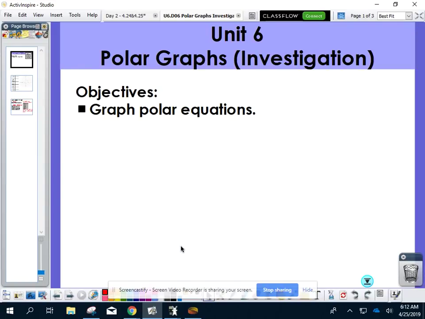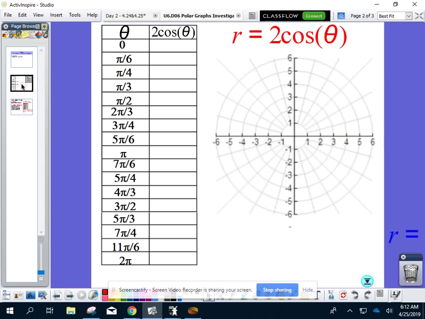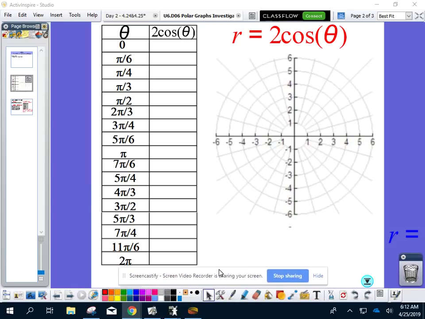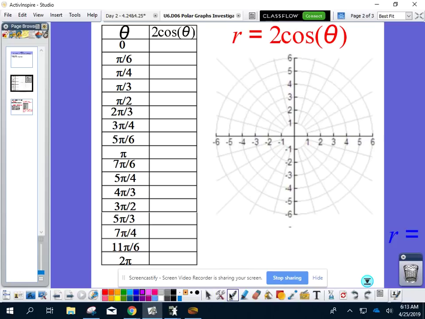Hello, class. Today you will do a polar investigation that will involve a packet as well as a graphing calculator. To get started, we're going to do the first example that's in your packet, and that is graphing the equation r equals 2 cosine theta. For this first example, we're going to do it by hand, and then after that, I will teach you how to make this a little bit quicker with the calculator.